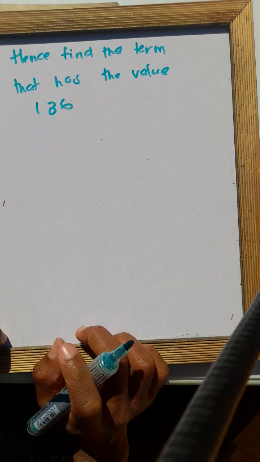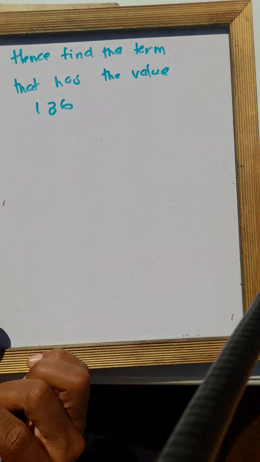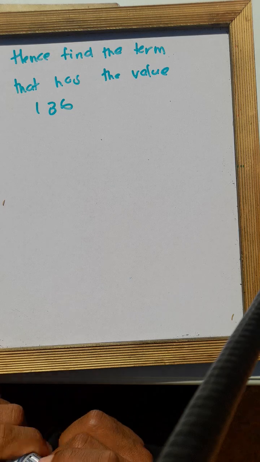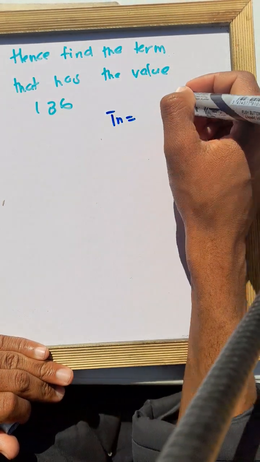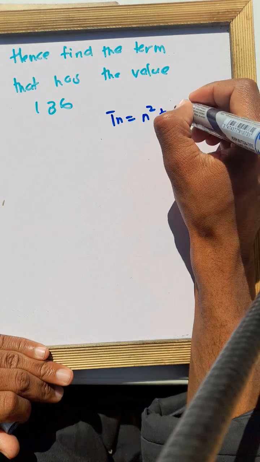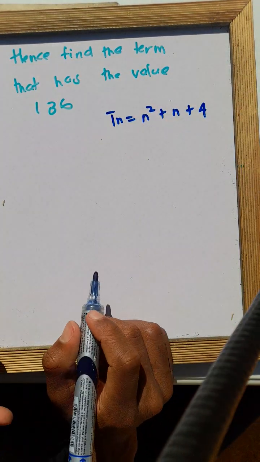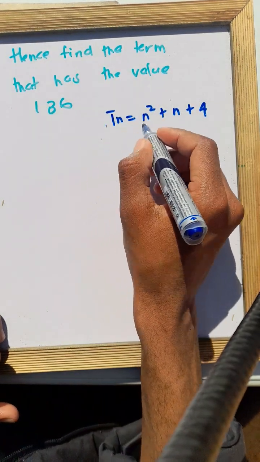The question goes on to say, hence find the term that has the value 136. We are looking for the term with the value 136. So Tn is equal to n squared plus n plus 4. There is a term, n, that has the value 136.